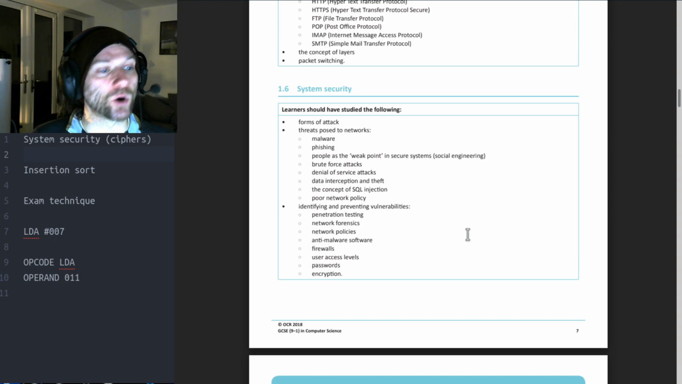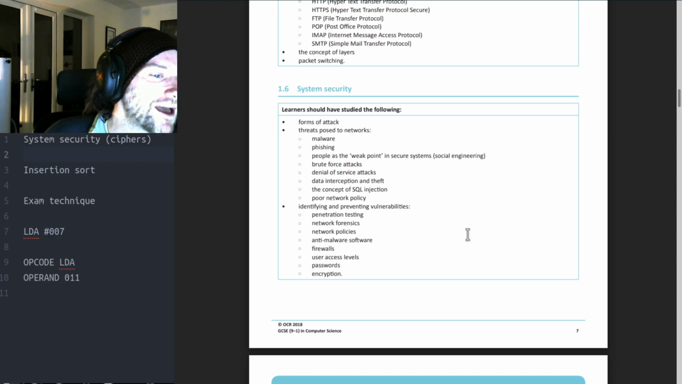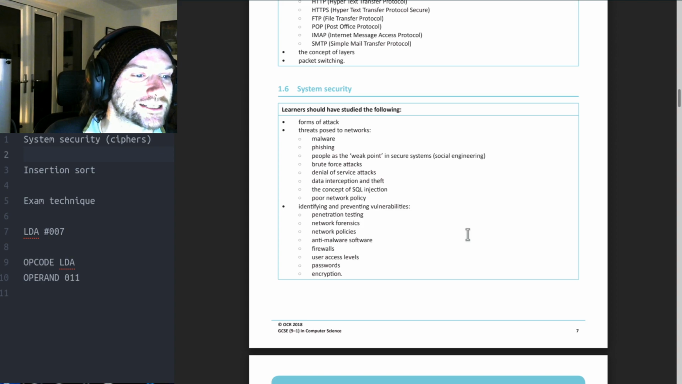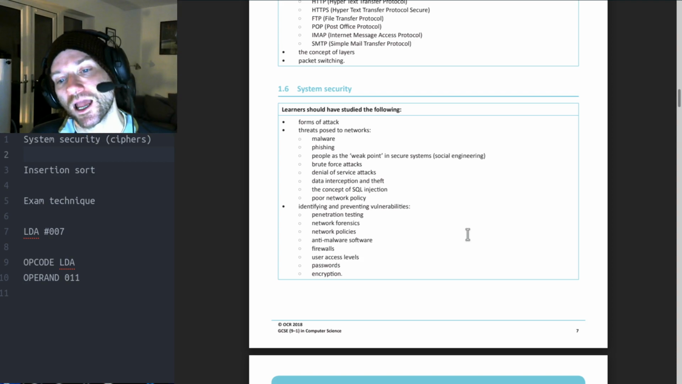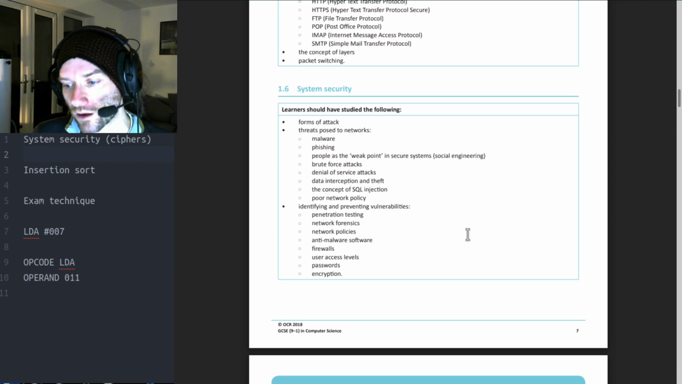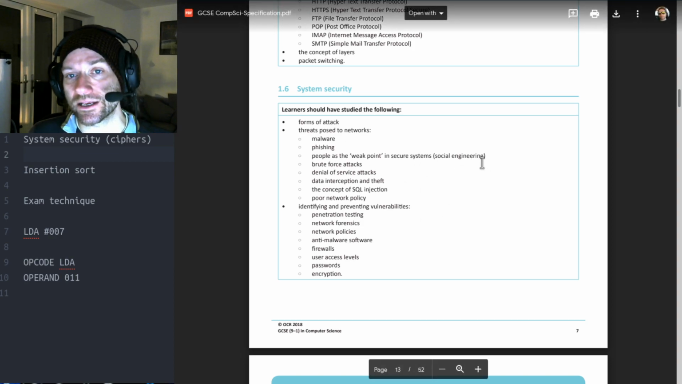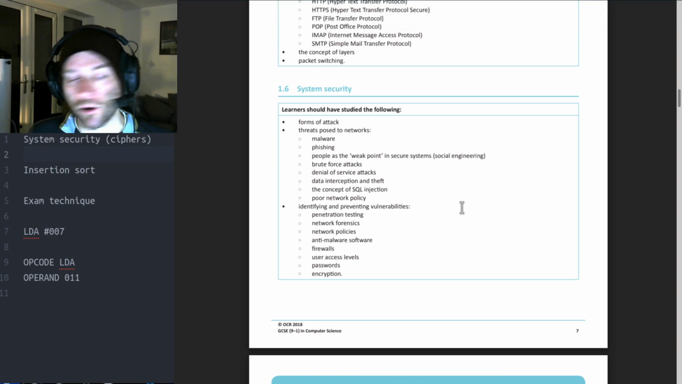Okay, poor network policy. You guys should know all about poor network policy. Identifying and preventing vulnerabilities, including penetration testing, network forensics, network policies, anti-malware software, firewalls, user access levels, passwords, and encryption. Okay, so out of those things, what would you like me to go over?